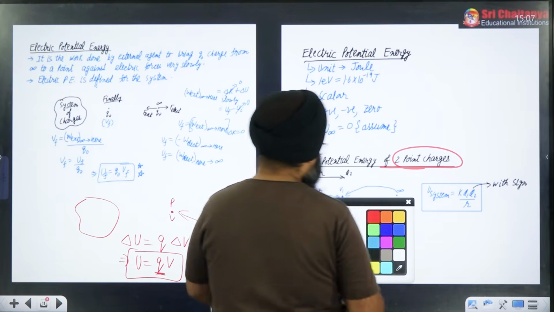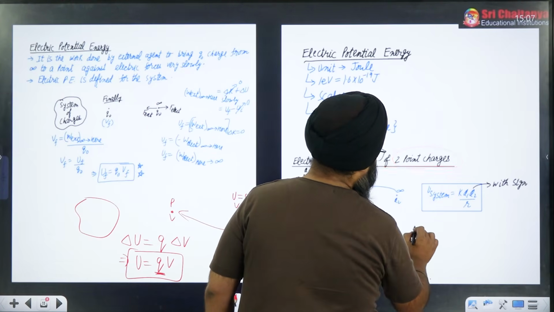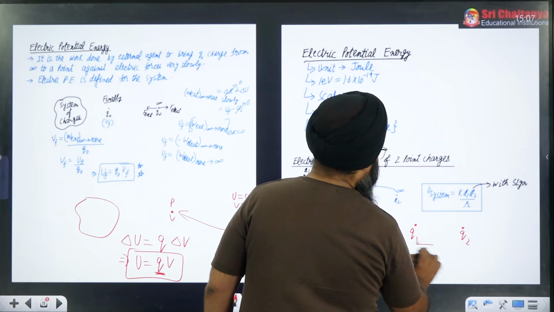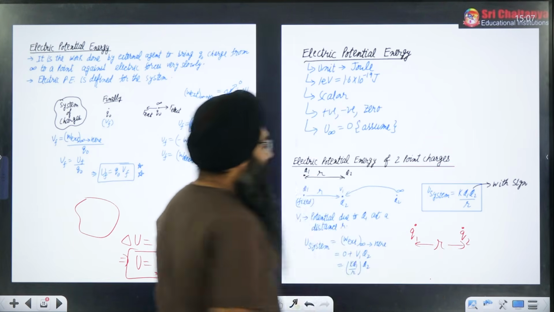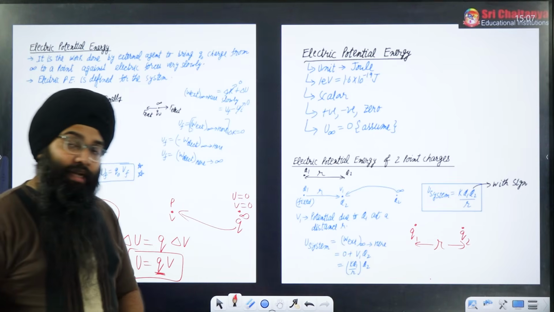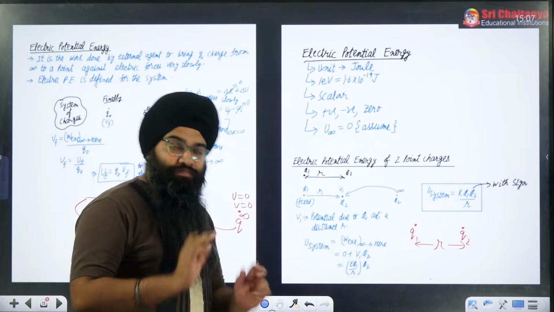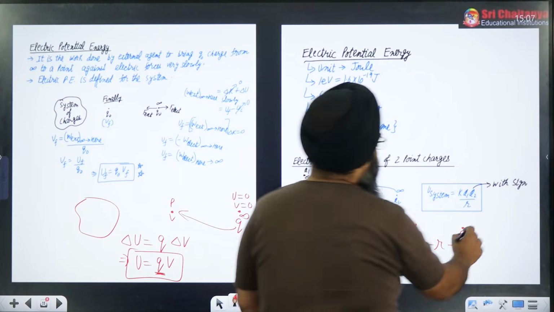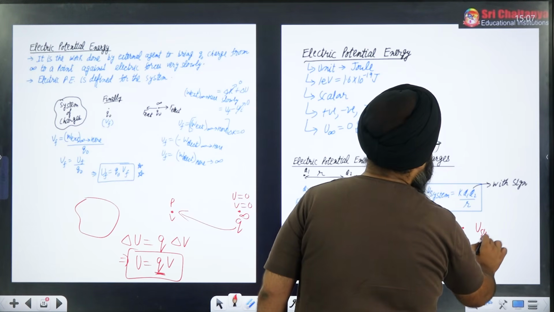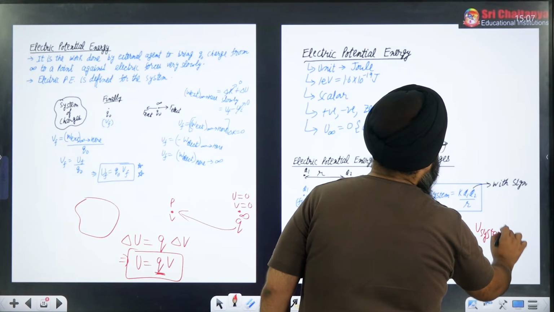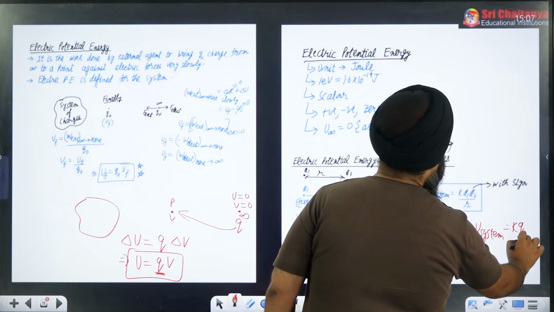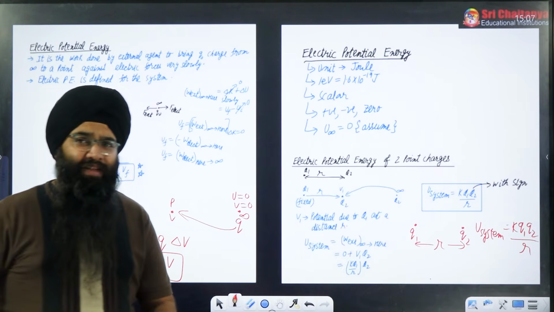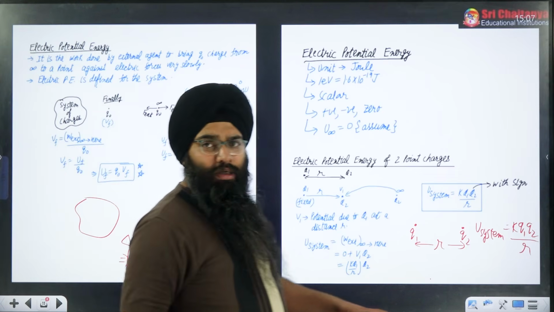Very simple to understand. Suppose there are 2-point charges, point charge Q1 and point charge Q2, and they are kept at a distance r from each other. If I assume that the potential energy at infinity is zero, then the potential energy of the system to assemble it will be given by K Q1 Q2 divided by r. I am not deriving this because time is limited.